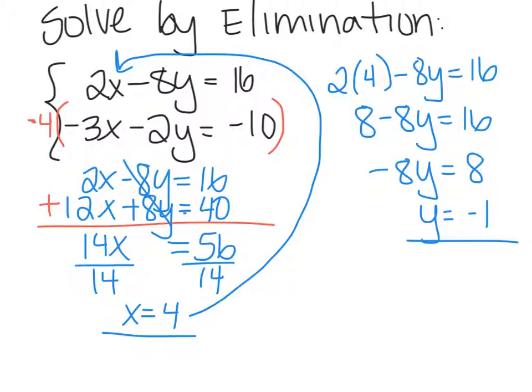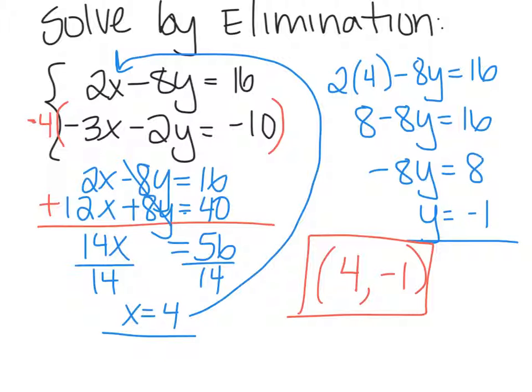So I now have x and y. Am I done? No. I need to make sure I write that in xy form. So that's 4, comma, negative 1. Keep in mind, if you were to plug that 4 and negative 1 into either of the equations and solve it out, you're going to get 16 and negative 10. That's because this is a system of equations, and this point right here at 4 and negative 1 is true for both. This is where they intersect.